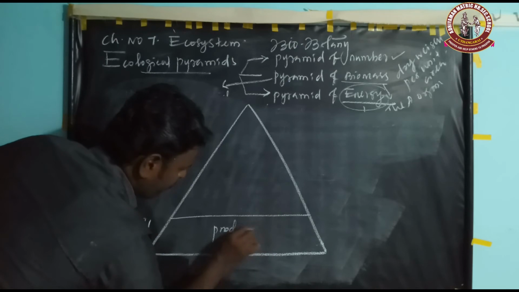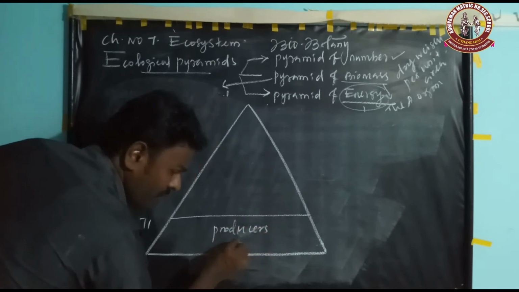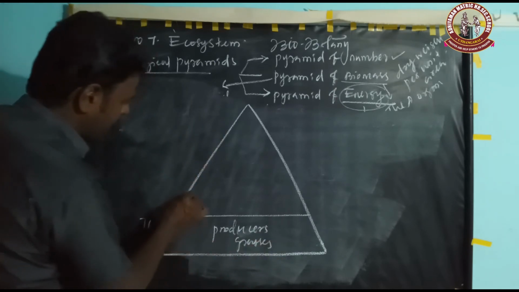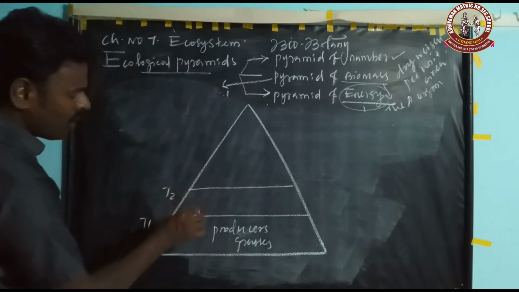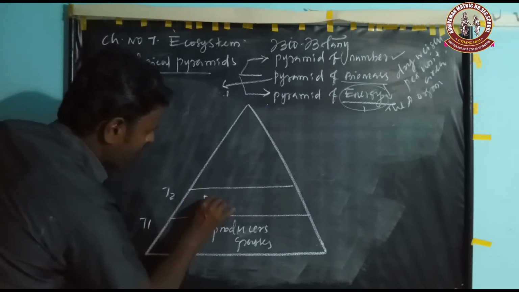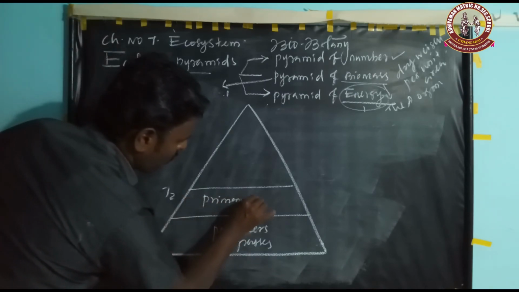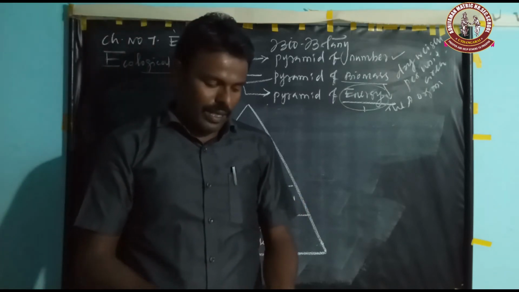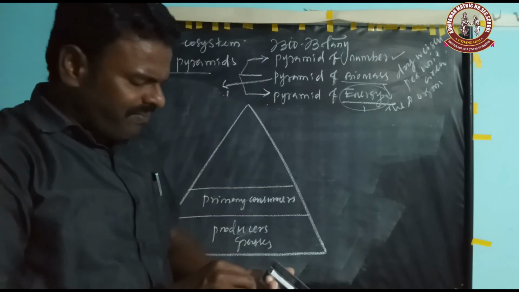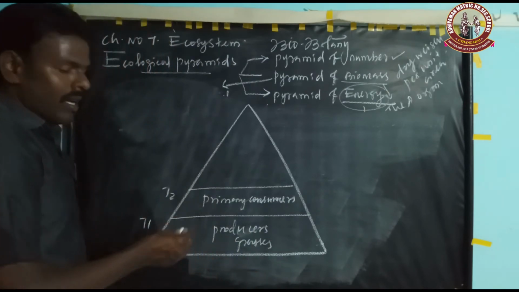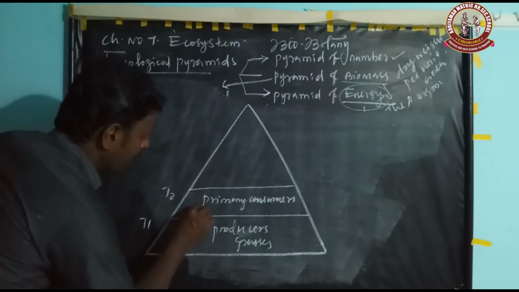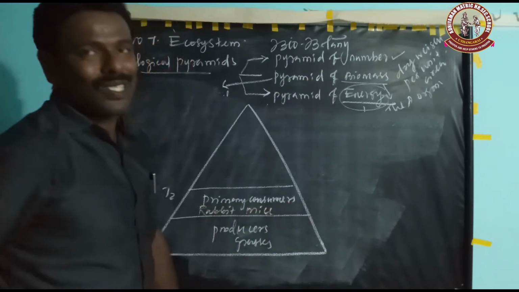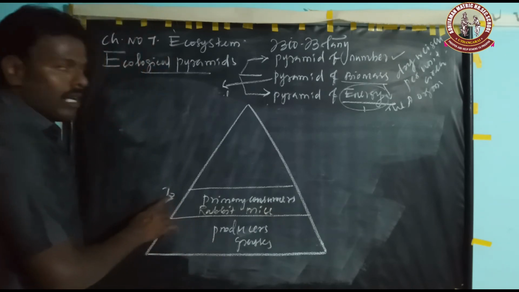So the producers are always green plants, which are grass. And second one, trophic level 2. The trophic level 2 is the primary consumer. So the primary consumers are nothing but herbivores or plant eating animals. For example, rabbit, mice, grasshopper and so on. Those are trophic level 2.